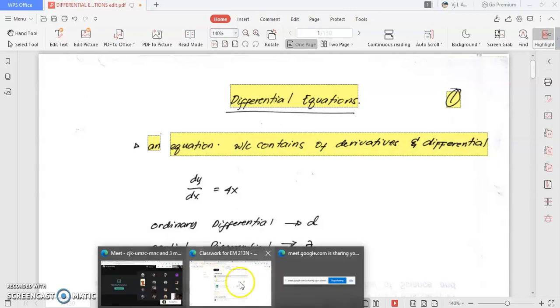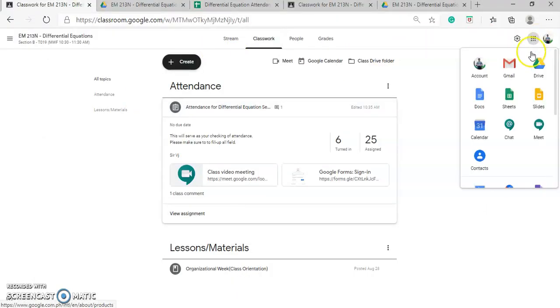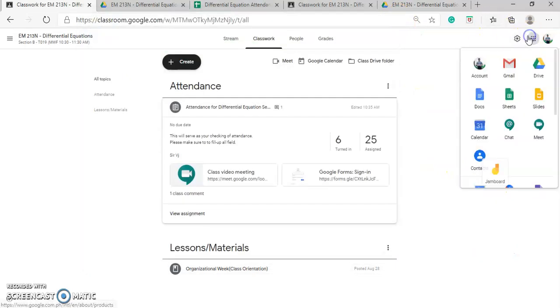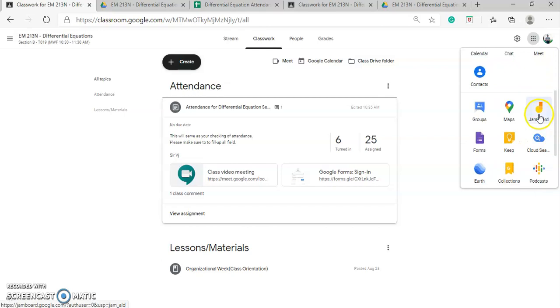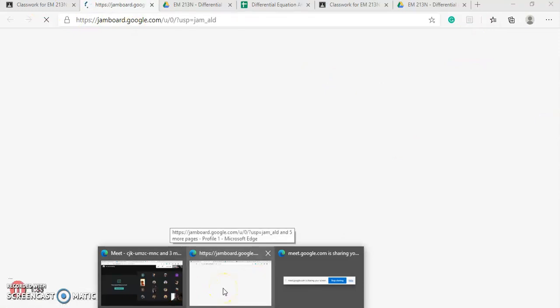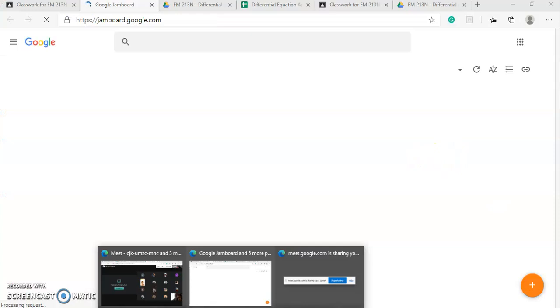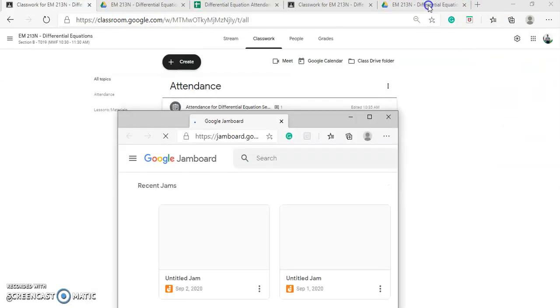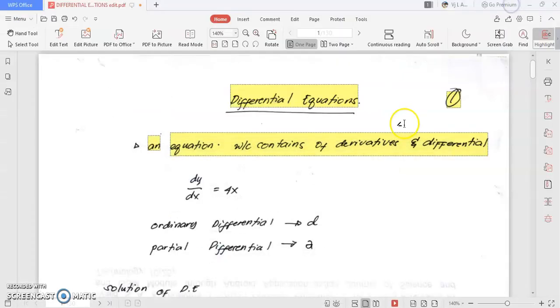So, let me open a Jamboard. I'll open this Jamboard so I can write. If you move the cursor, the audio or video will appear. Okay, so okay. I'll separate my Jamboard, so that we can continue. Okay. First, my Jamboard.